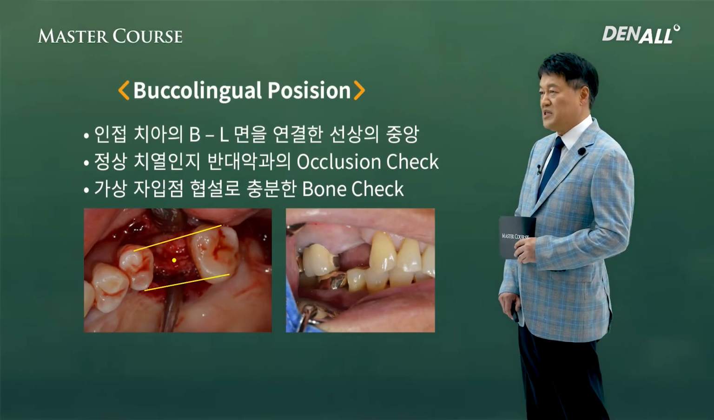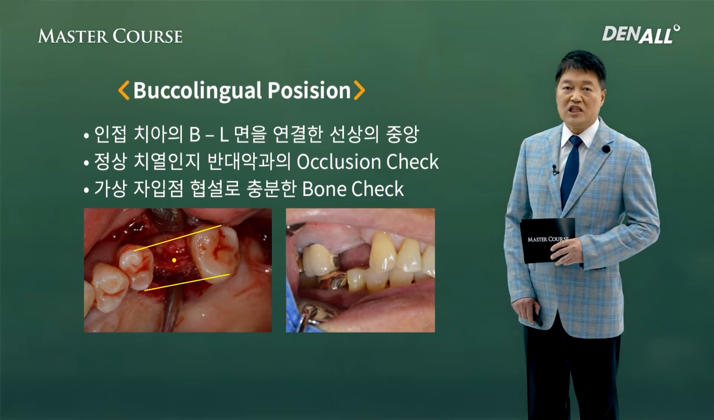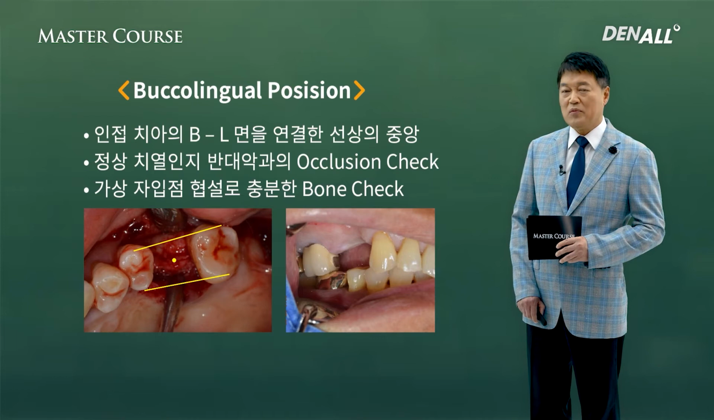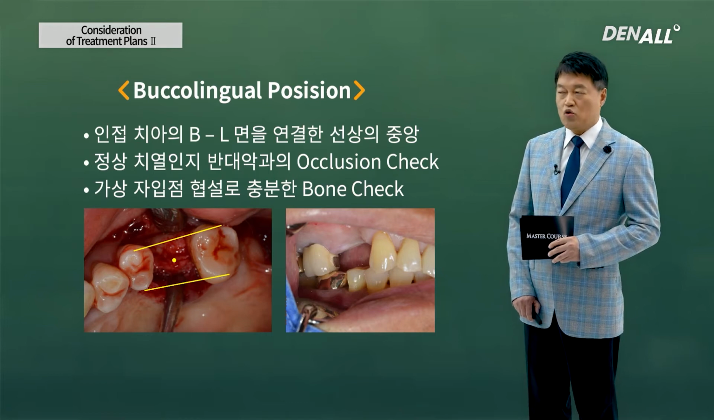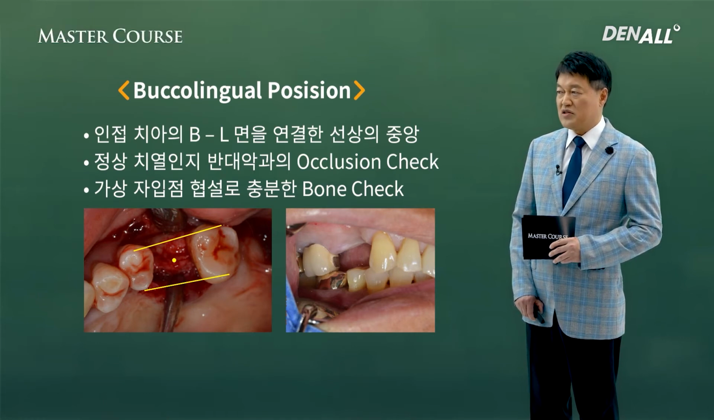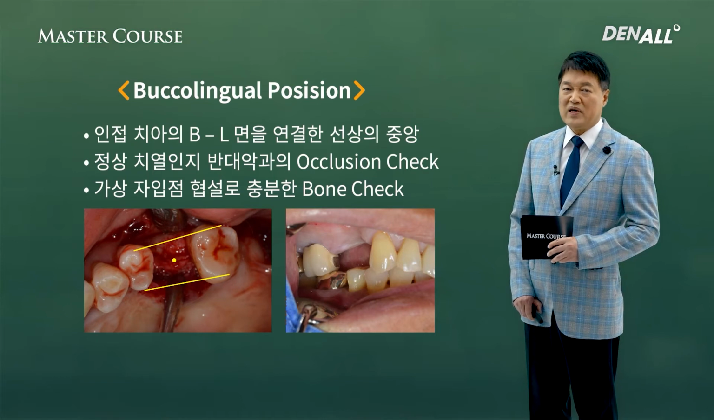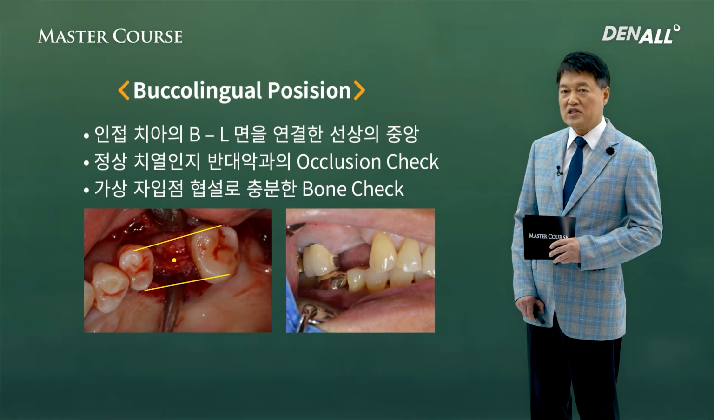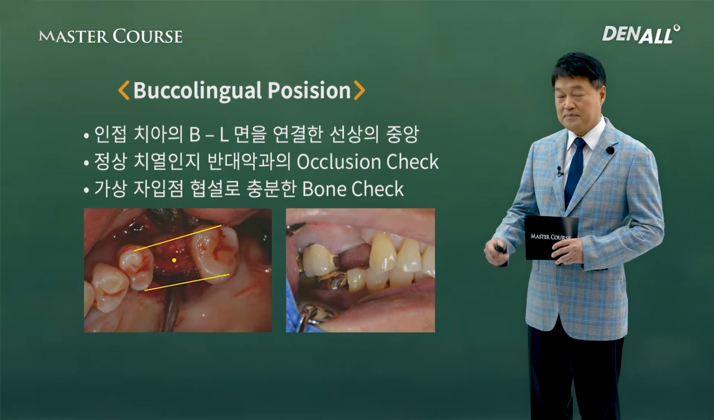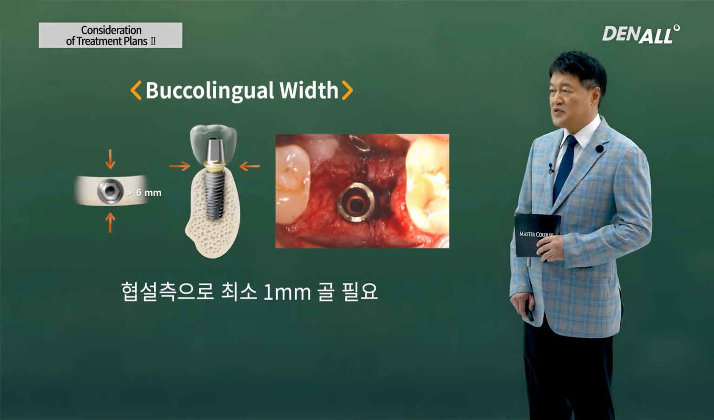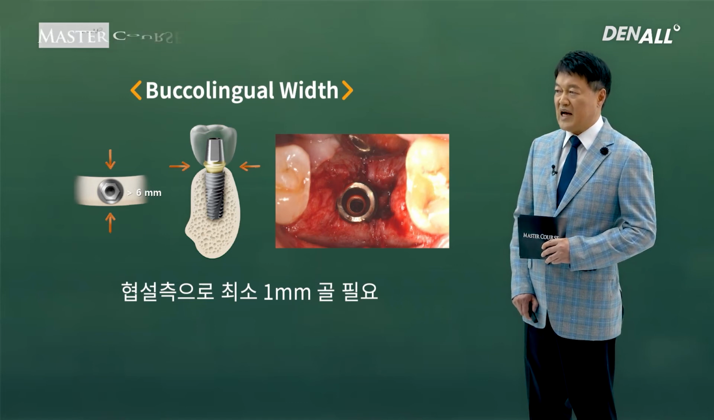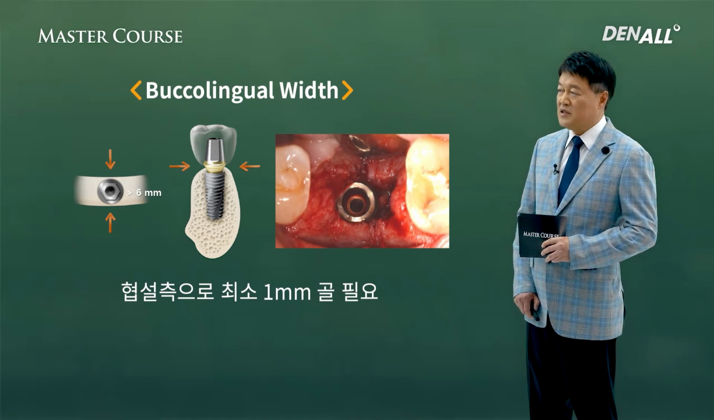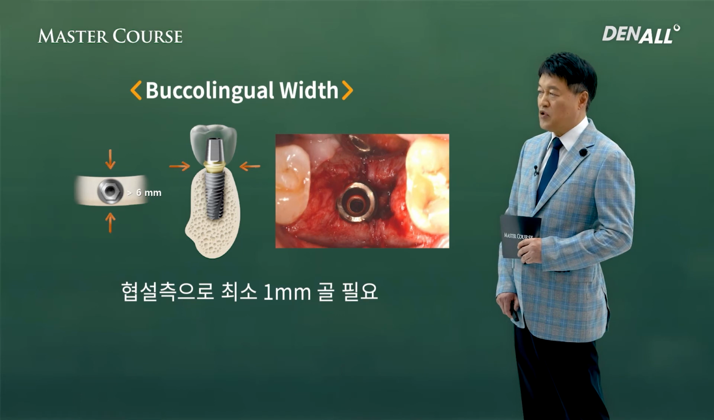The next is buccolingual position. If you try to get buccolingual position, it should align with the buccolingual center of adjacent teeth. And check whether this is normal dentition and also the occlusion with the opposing arch. Check whether there is sufficient bone in the imaginary entry point, and after we place it buccolingually, check if there is over 1 mm of bone on both sides. Buccolingually, there needs to be at least 1 mm or 1.8 mm of bone for long-term implant stability. In other words, there needs to be more than 1 mm of bone to place an implant.